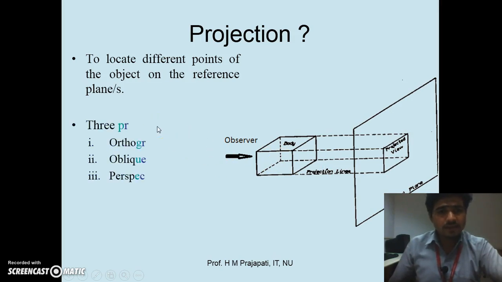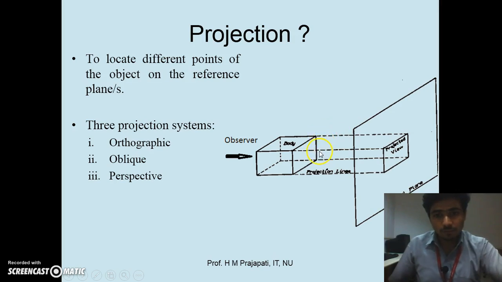Now again, various types of projection systems are there: orthographic projection, oblique projection, and perspective projection. What is shown over here in this figure is nothing but an orthographic projection. Why orthographic projection? Because here we assume that the observer is at infinite distance away from the body and from the vertical plane, and so it is possible to get projectors. These dotted lines are nothing but projectors.